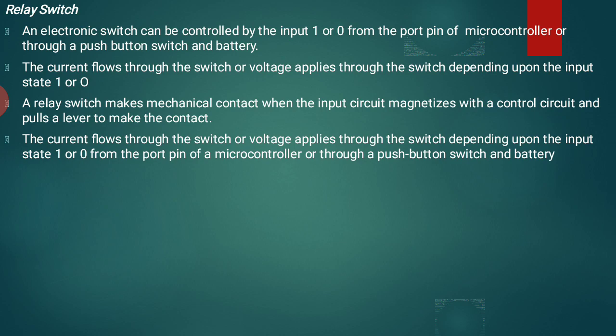The current flows through the switch or voltage applies through the switch depending upon the input state 1 or 0. So the flow of current depends upon the input state. That input state may be either 1 or 0. If it is 1, the current flows and the voltage is supplied. If the input is 0, the voltage stops and the current is in the opposite position.